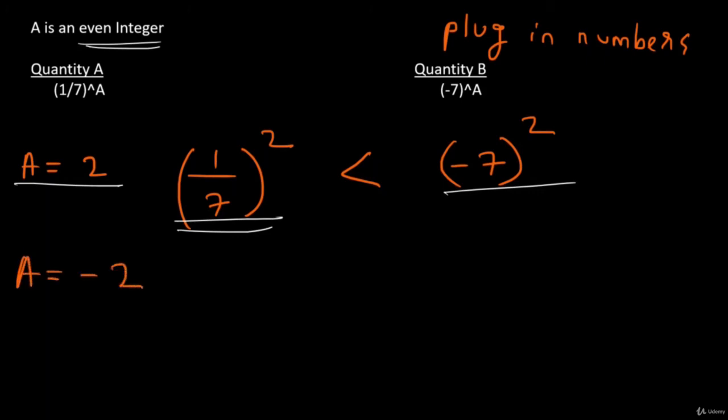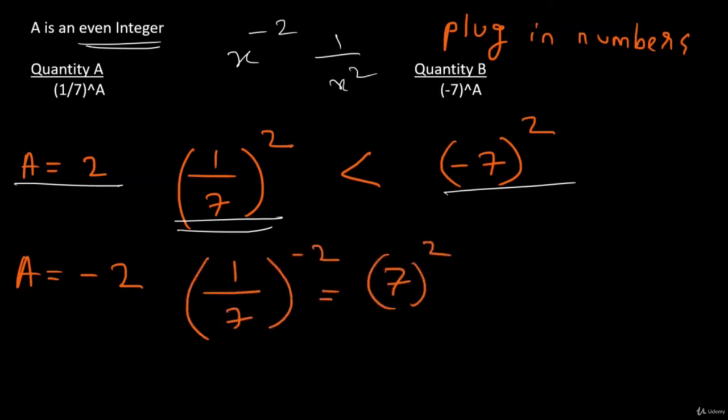Quantity A will be 1 by 7 to the power minus 2. Remember, x to the power minus 2 is 1 by x to the power 2, right? So we use this property over here. 1 by 7 to the power minus 2 will be equal to 7 to the power 2, right? So you keep the same power, but you inverse what you have over here. Instead of x, you have to write 1 by x, and minus 2 will become 2, right? So you have to take the inverse.